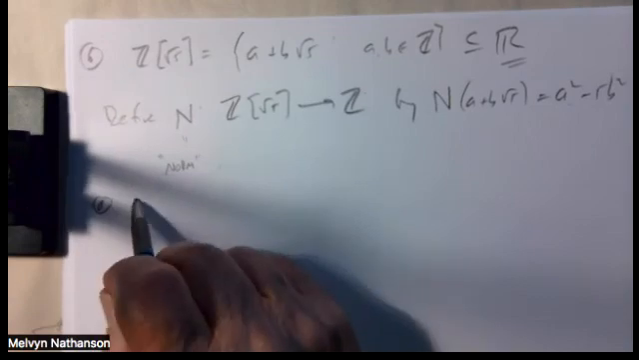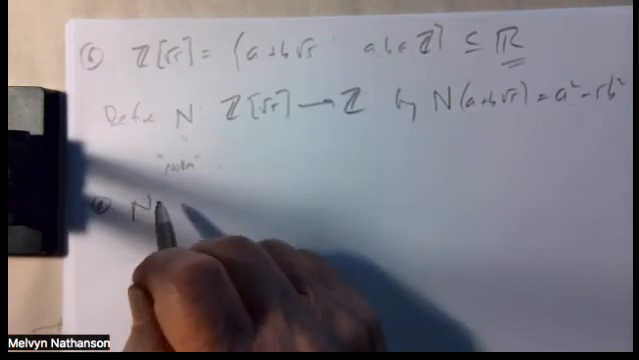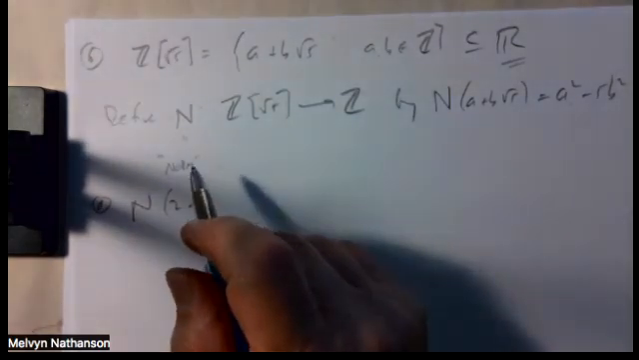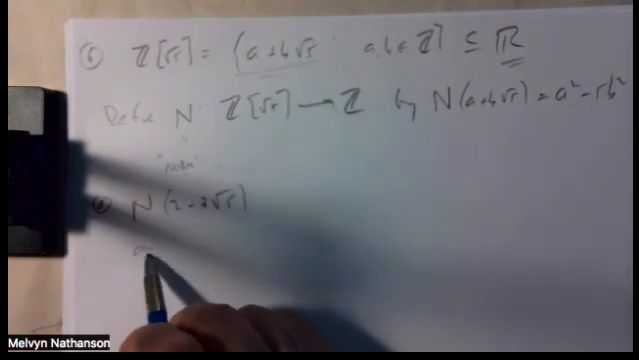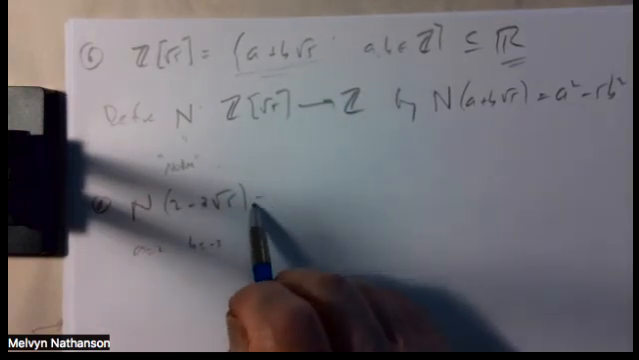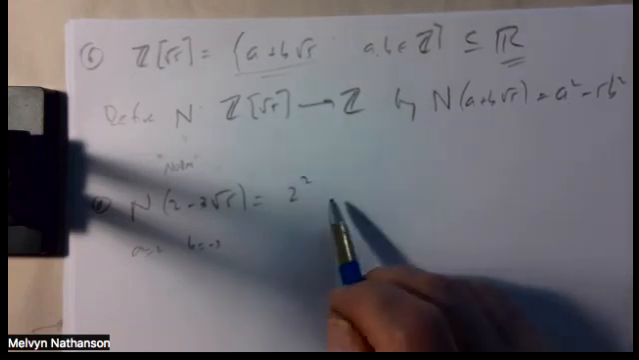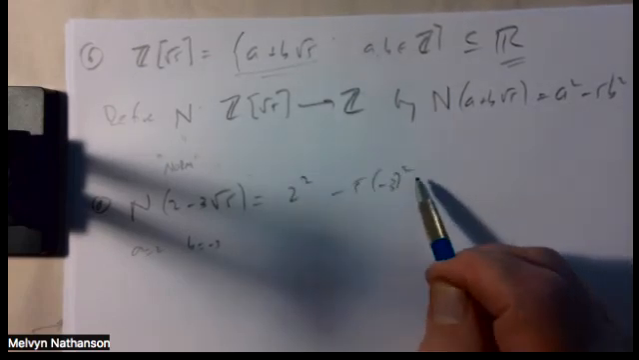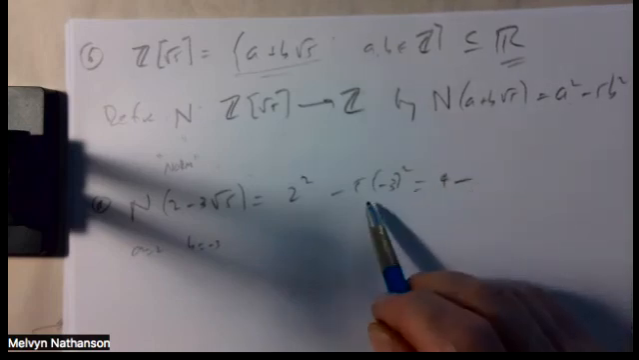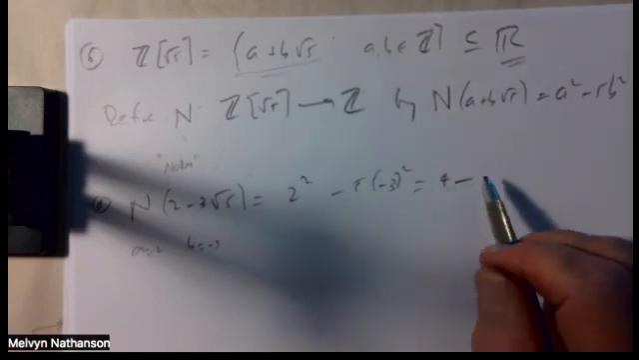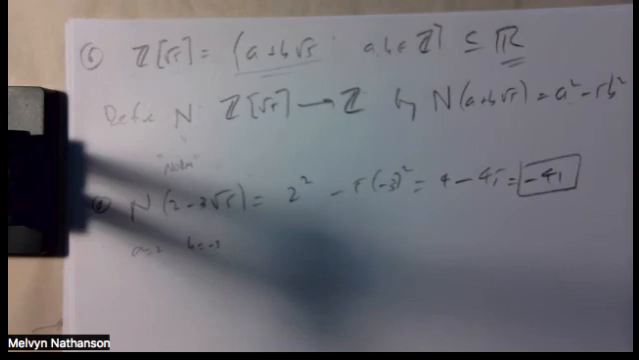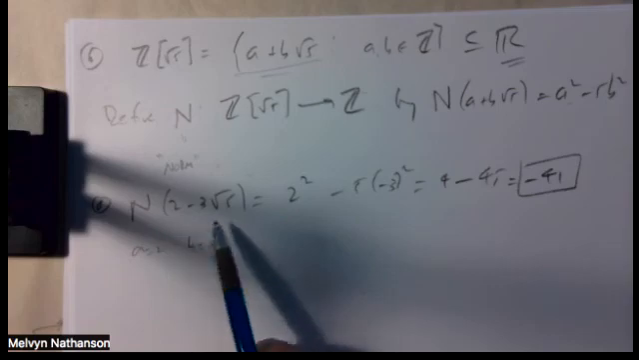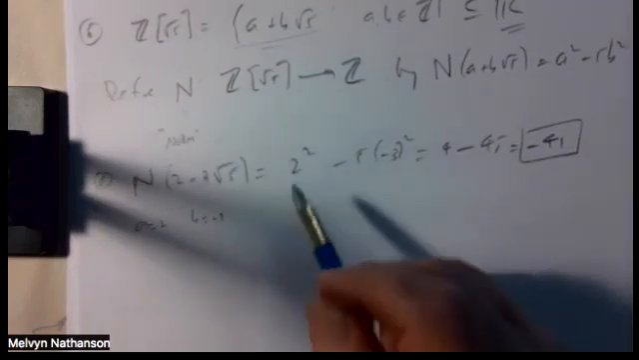So that's a simple definition. So if you do the calculation, for example, of 2 minus 3 root 5, a is 2, b is minus 3. So this is 2 squared minus 5 times minus 3 squared. That's 4 minus 5 times 9, which is 45. That's minus 41. Oh, no, that's part of the problem. So let me just skip it.